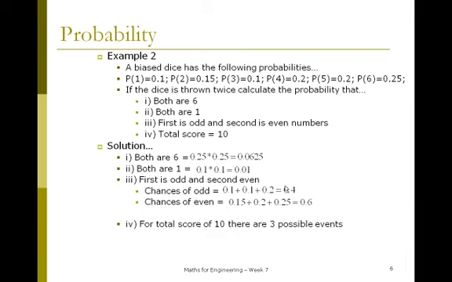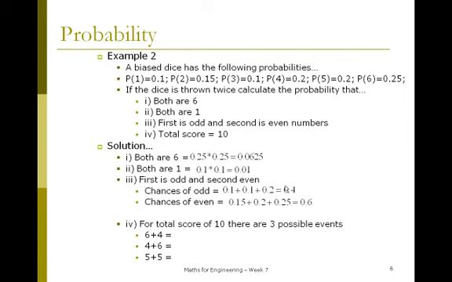Now, part 4, the probability that the total score is equal to 10. So there are three possible events that could occur that give us the total score equal to 10. Firstly, there's the case that the dice are 6 and 4. Secondly, there's the case that the dice are 4 and 6. And lastly, there's the case that both dice land on a 5.